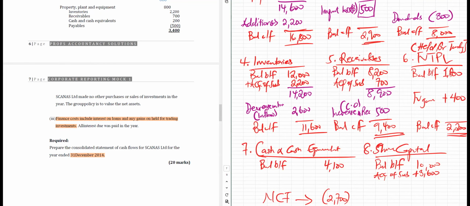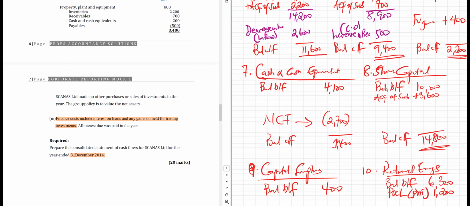Okay, so that account is gone. Fair value through profit and loss is gone. Cash is gone. Share capital, we're having 10,000. We issued 10,000, then 3,600 came in. It means our share capital should have been 13,600, but it became 14,800.